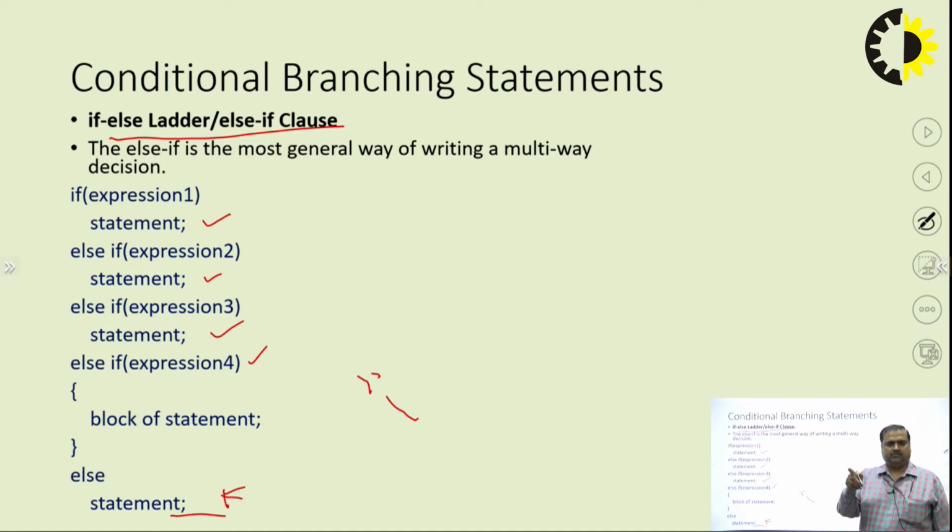If expression 1 is not true, then expression 2 is checked. If it is also not true, then expression 3 will be checked. If it is not true, then expression 4 will be checked. So this creates a multi-way decision. Path of execution for expression 1, expression 2, expression 3 and expression 4. So we are creating a multi-way decision using this if else ladder.